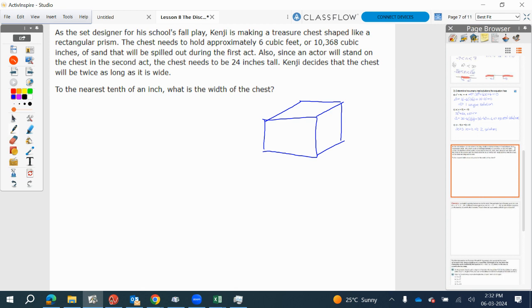We're told what the volume of the box is, and then it says somebody has to stand on it, so it needs to be 24 inches tall. So this is 24. We're trying to find the width, which is x. It says the length is twice as long as the width. That makes that one 2x.